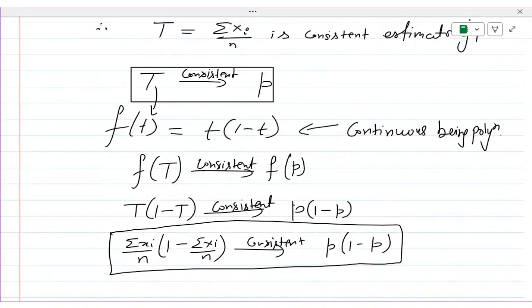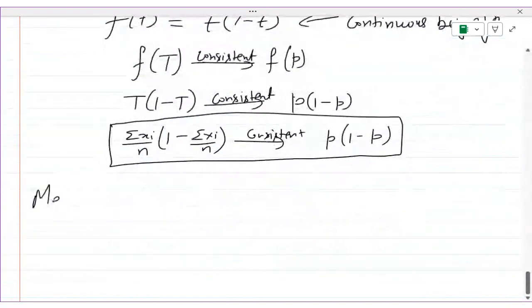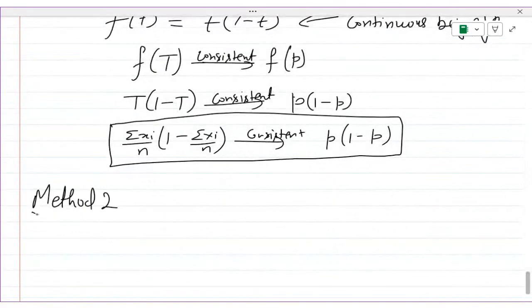There is one more way to do this question also. Okay, so method number 2. Method 2. We have to make the function according to the question. The function should be continuous. Now, next, method 2 I am telling you to solve this question.